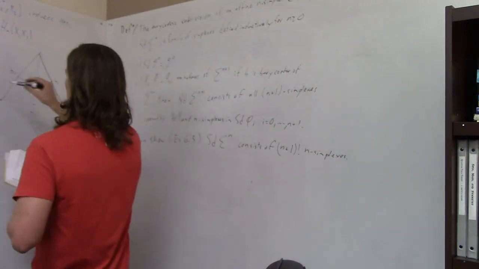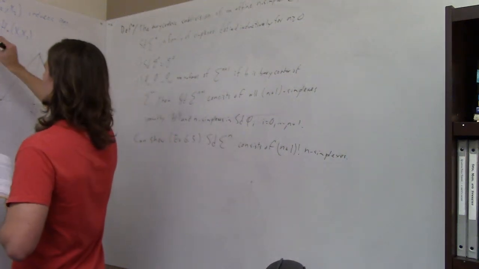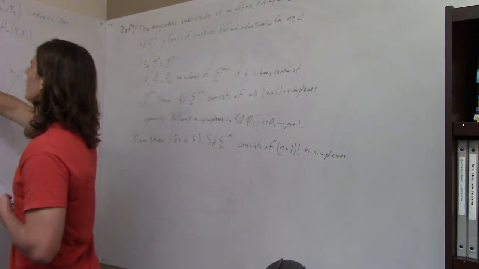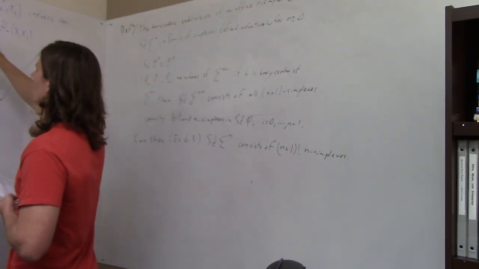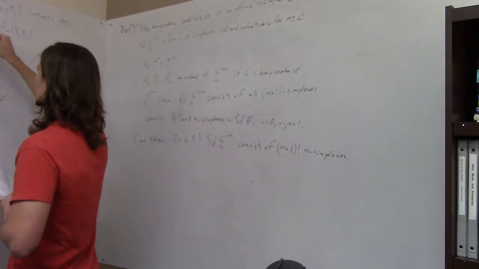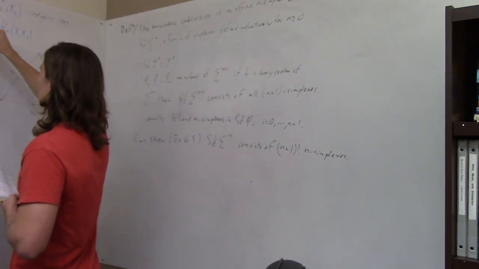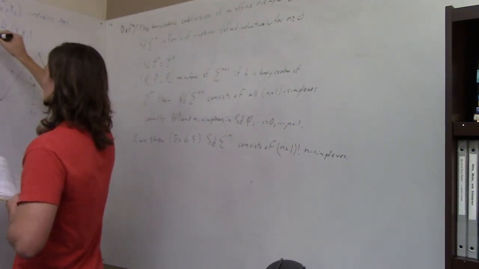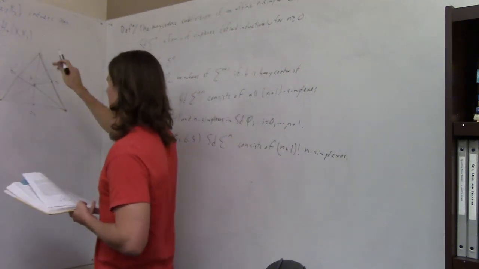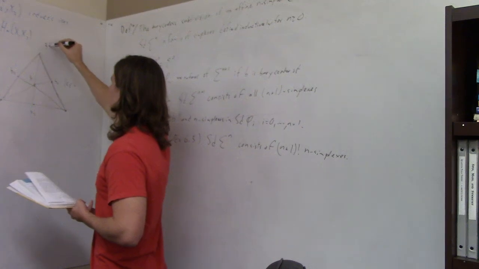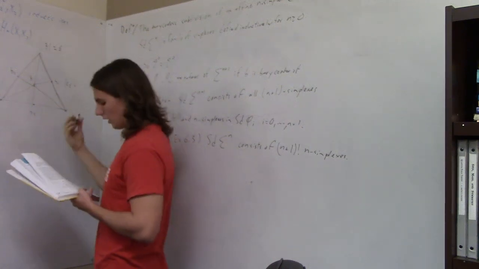Right, so if we're just looking at one simplex, I guess we can look at a 0 simplex, right? A 0 simplex has 1 factorial. A 1 simplex has 2, which is 2 factorial. A 2 simplex has 3 factorial equals 6, and so on and so forth.